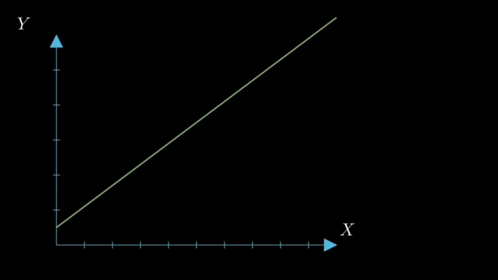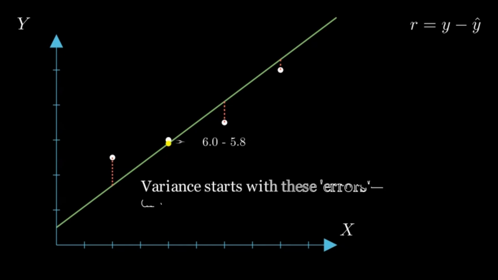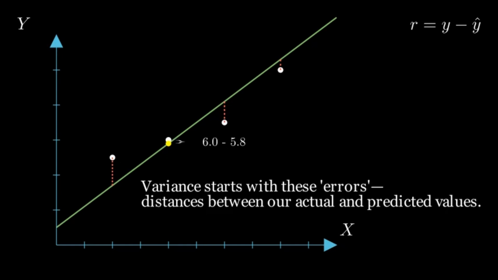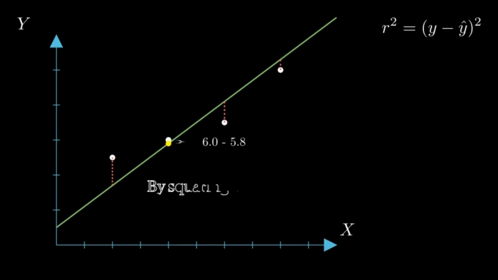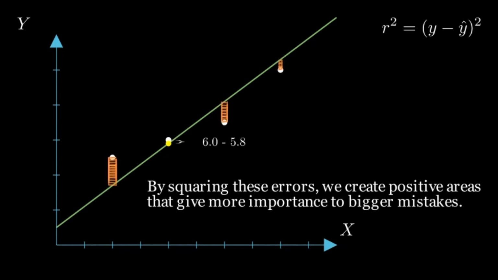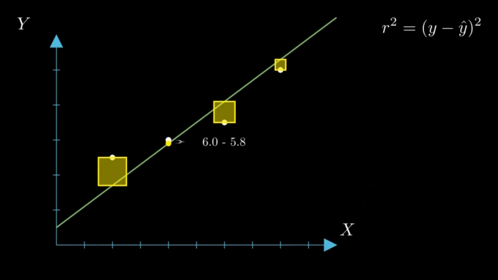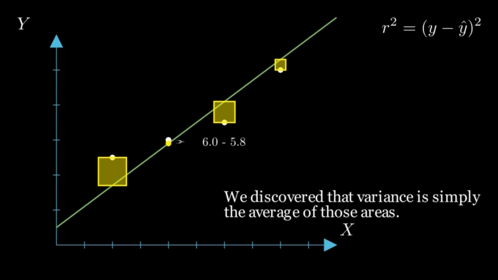So let's bring it all together. What have we learned? First, we saw that variance comes from the errors in our data, the distance between our real values and our predicted values. Second, by squaring these errors, we create positive areas that give more importance to bigger mistakes. And finally, we discovered that variance is simply the average of those areas. It's a single, powerful number that tells the story of the overall spread.